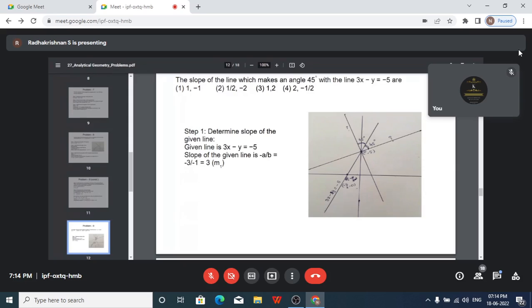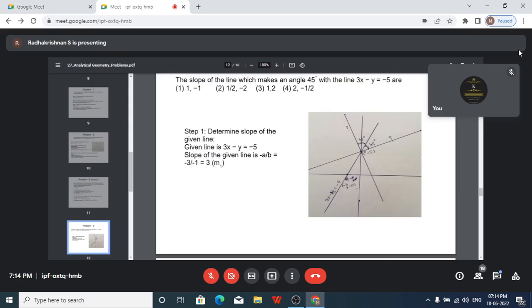Like I said, how can we draw this? First you put x equal to 0, you get y equal to 5. So 0, 5 is a point. Similarly, if you put y equal to 0, x equal to minus 5 by 3. So minus 5 by 3, 0 is another point. We can do this fairly quickly. If you join those two points, that is your line, 3x minus y equal to minus 5.